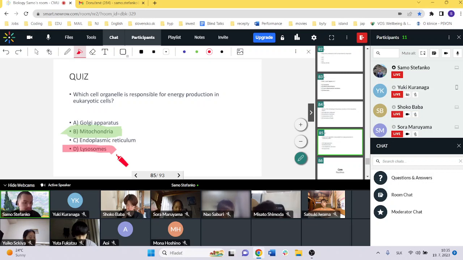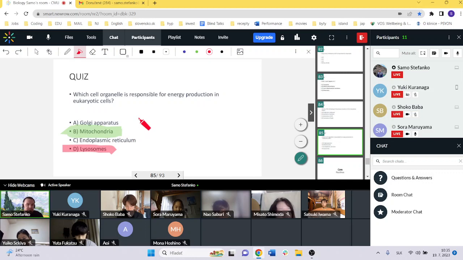What about endoplasmic reticulum? What kind of endoplasmic reticulum do we have? We have two types basically. Rough and smooth. Perfect. Rough has ribosomes on its surface. Smooth does not have ribosomes on its surface.